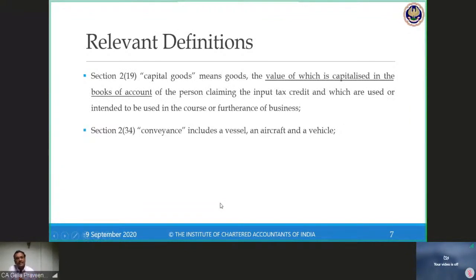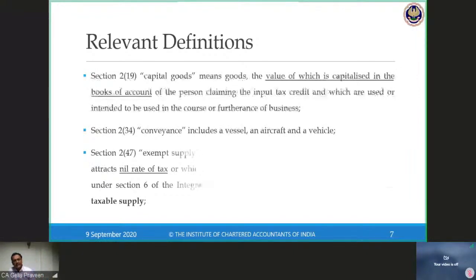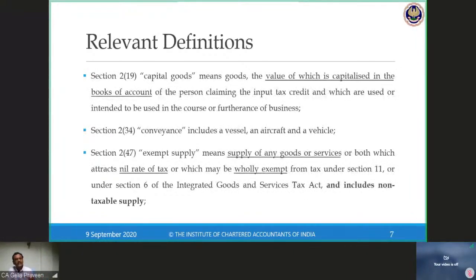Next element of definition, conveyance. Conveyance, in simple terms, it says a vessel, aircraft and a vehicle. Next definition, again, which is very important from your examination and also from a career point of view: input tax. The second session, which we are going to cover in relation to section 17. So that particular provision, like one is in relation to section 7, section 9, section 16, section 17.